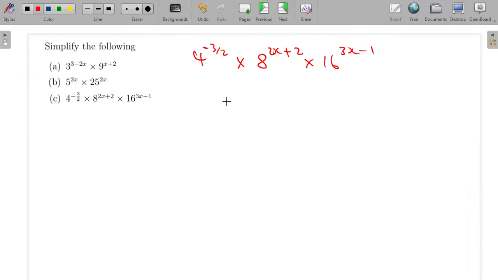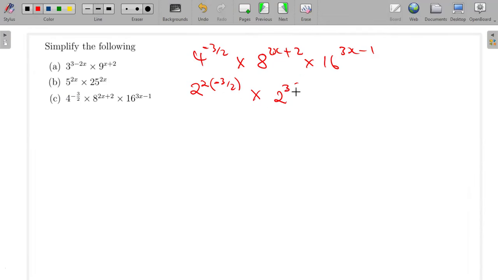We can use 2. Okay, yeah, that's right. So we can use 2 here. So let's use 2. The first one here, we say 2 to the power 2, which will give us 4. And then we say negative 3 over 2, like that, multiplying.